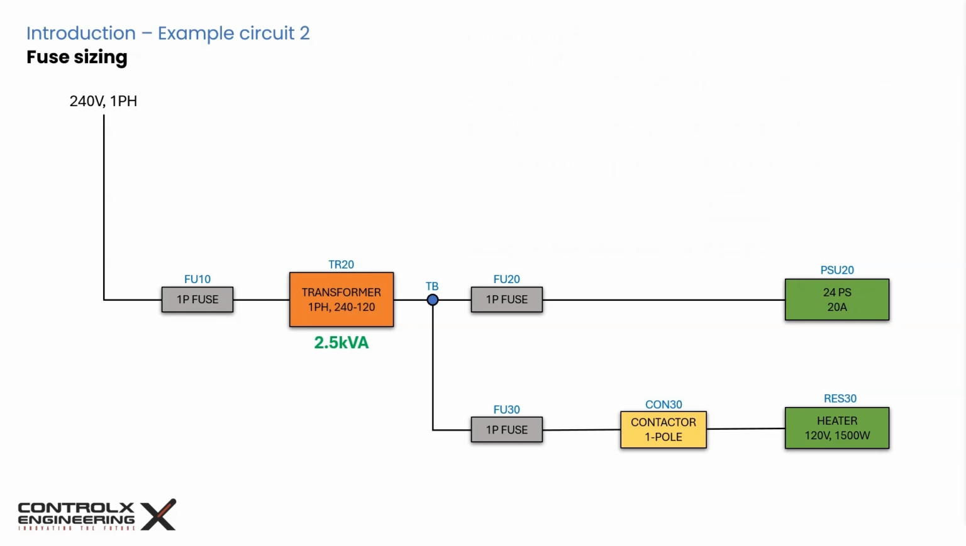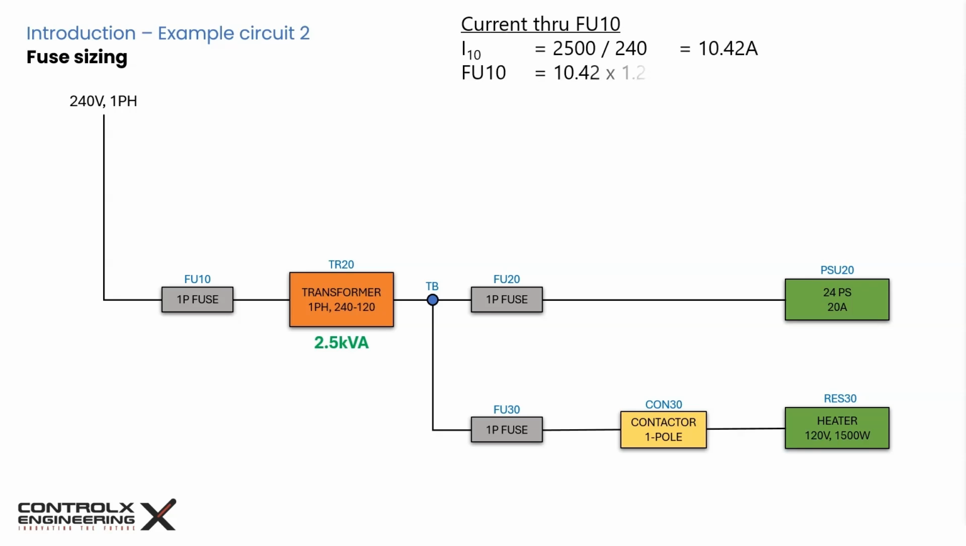Next, let's calculate the fuses required to protect our circuits. In this example, we have fuse FU10, which provides the protection to the transformer's primary side, and we have fuse FU20 and FU30, which provide the branch circuit protection. Let's calculate the transformer input fuse FU10.